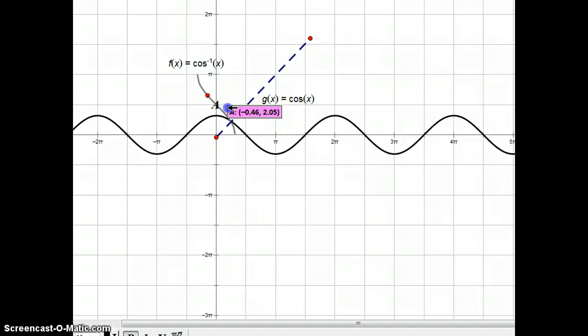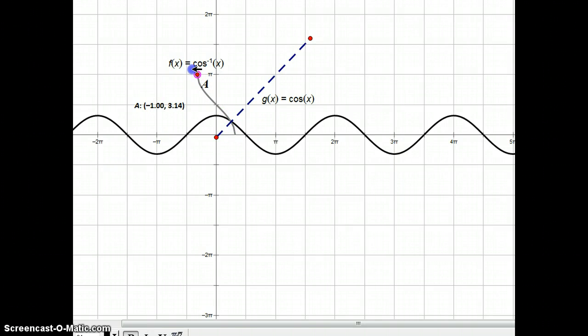Okay, so here's the coordinates of that point I just put on there, and I can move it around, and you can see how the coordinates change. So here, if I drag it all the way over there, the minimum x value that I could put in for inverse cosine is negative 1. You can put in values from negative 1 all the way up to positive 1, and that's all that can go in for inverse cosine.